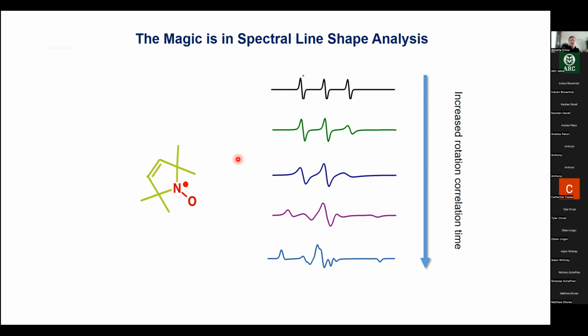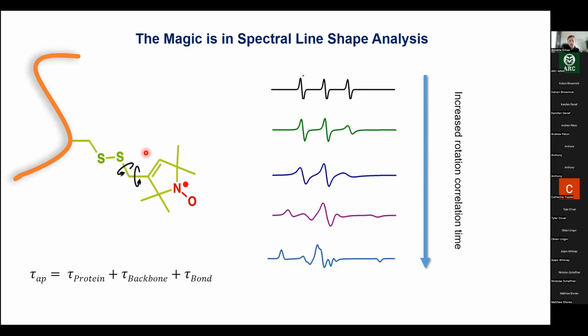And this is something we make use of if our spin label is now attached to a big protein, where the apparent rotation correlation time of our spin label has contributions from the whole protein rotating, the backbone fluctuations where it's attached, and from rotations around these bonds.